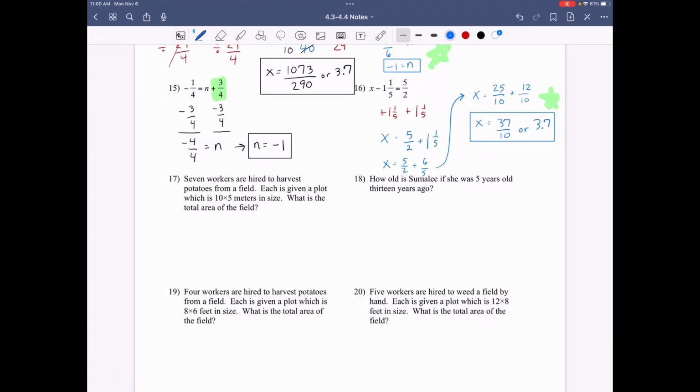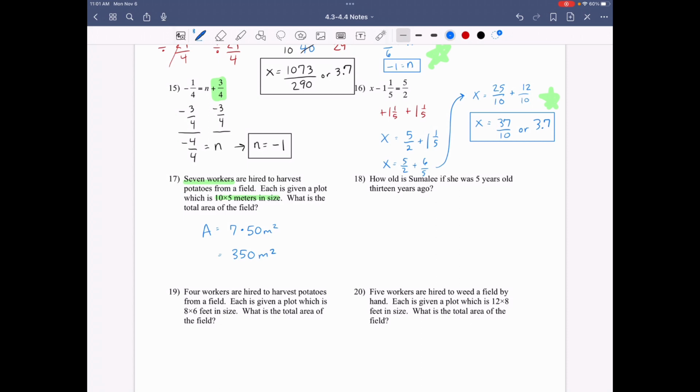So 7 workers are hired to harvest potatoes from a field. Each was given a plot that was 10 by 5 meters in size. So what was the total area of the field? Since there are 7 workers and they each are given a 10 by 5, that would be a 50 square meter plot, then the area of the field would be equal to 350 square meters.